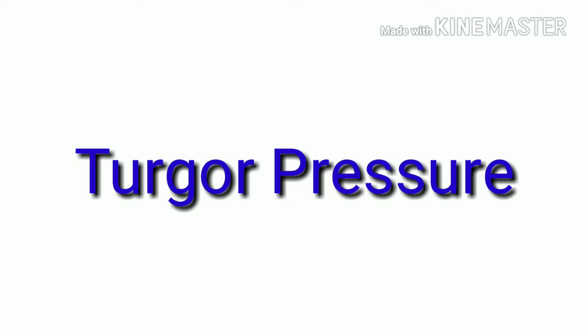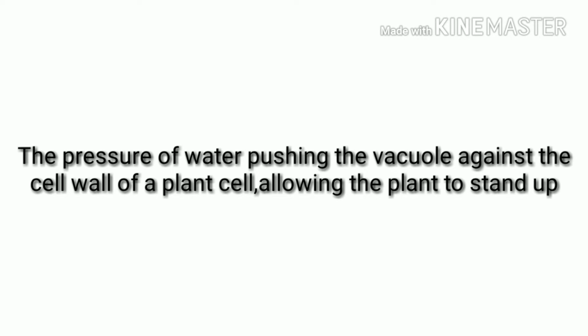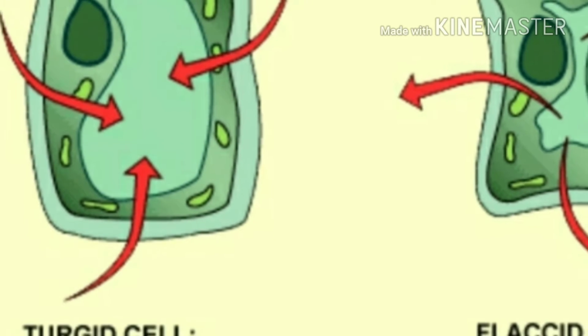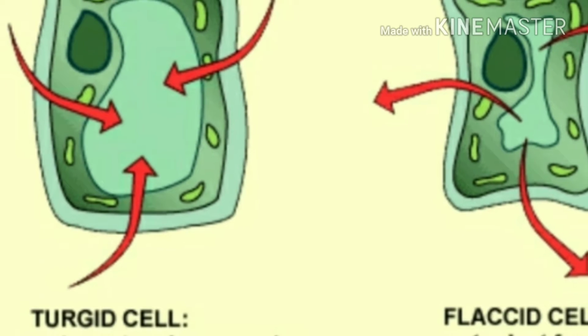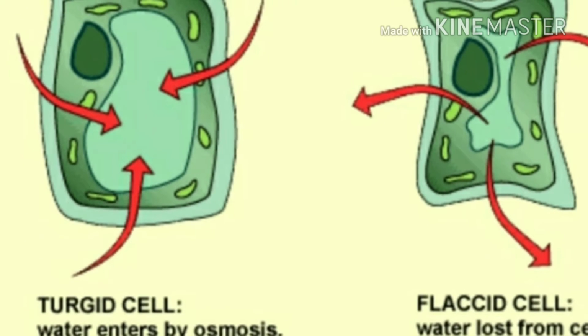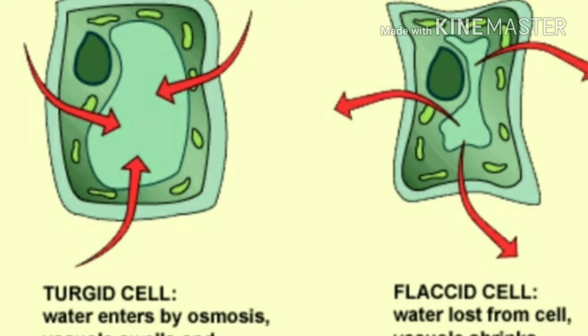The next word is turgor pressure. So here's the definition of this word. The definition is the pressure of water pushing the vacuole against the cell wall of a plant, allowing the plant to stand up. Now, to break it down, here we go. So, in both of these pictures, this is what was happening inside of the plant in order to make it stand up.